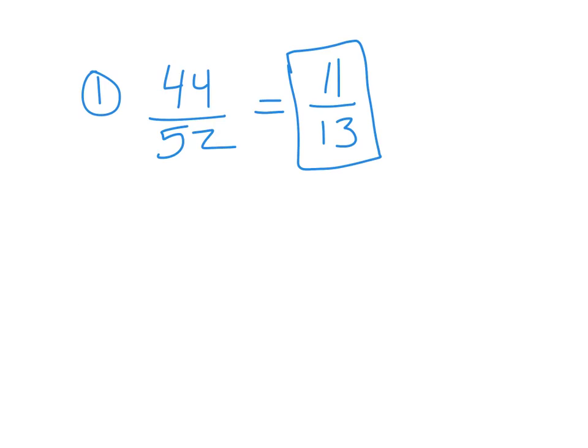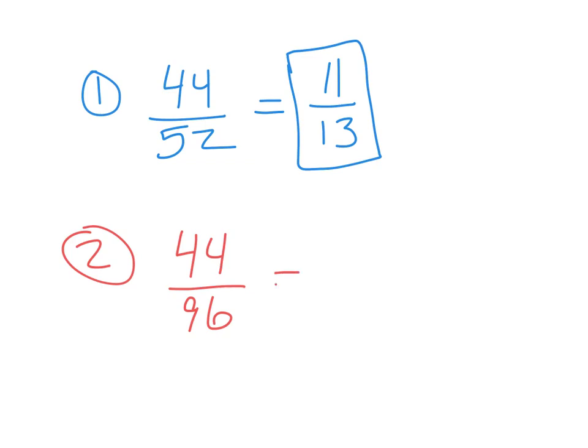Very good. Now the second one, they asked us the number of Derek's CDs to the number of CDs in the entire collection. How many did Derek have? 44. And how many is in the entire collection? Sorry, it's 96. Correct. Am I done? No. Reduce by 4. Divide both by 4, you get 11 over 24.